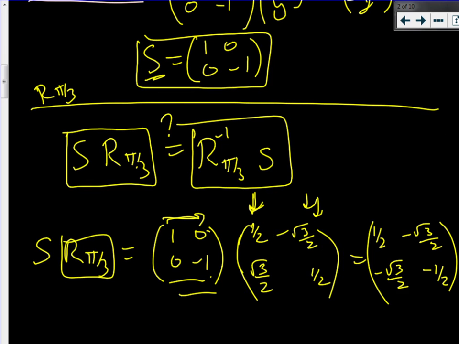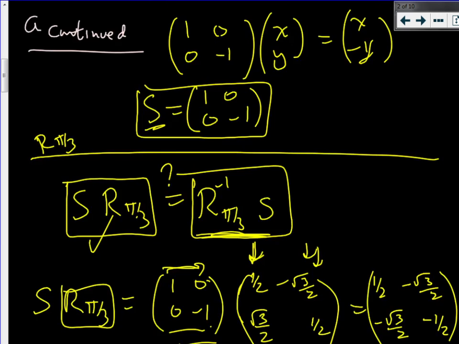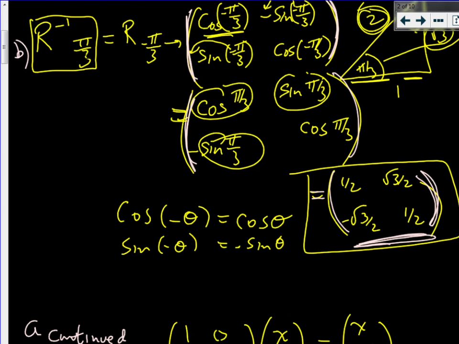Okay, so I did this one. Now I need to do this. What is R inverse pi over 3 times S? Well, I'll put R inverse in a moment, and here is S. What's R inverse of pi over 3? R inverse of pi over 3 is this matrix right here.